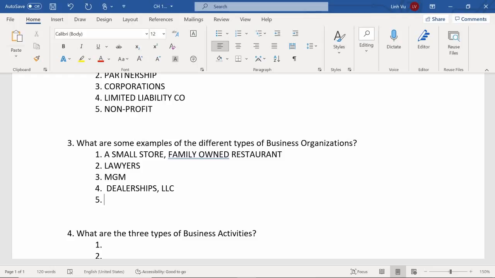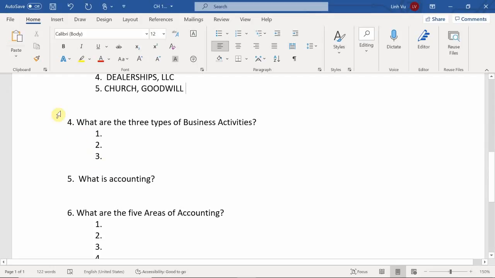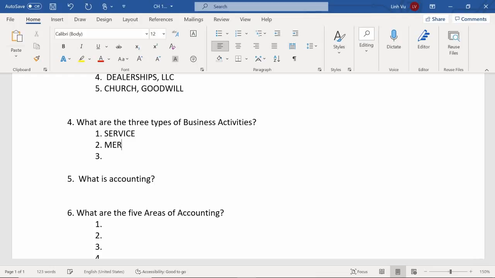Okay. What about a non-profit organization? A church. Good. Okay. Church. Any other ones? Goodwill. Goodwill, yeah. All right, number four, what are the three types of business activities? Service companies, merchandising companies, and manufacturing. Good.